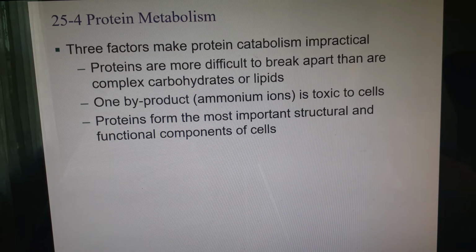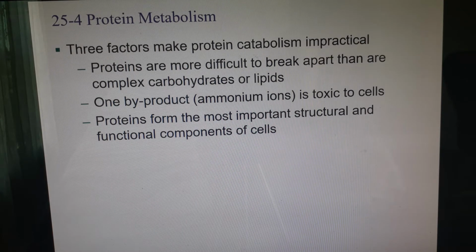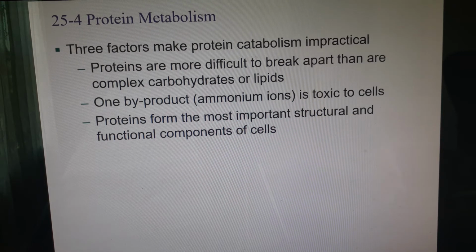Now, there are 3 reasons why we don't want to break down our proteins. First of all, they're more difficult to break down. They're more complexly structured, and enzymes have a harder time reaching the breakpoints. One of the byproducts is toxic. And finally, proteins form the most important structural and functional parts of cells, so we don't want to begin removing those just to burn them for energy.